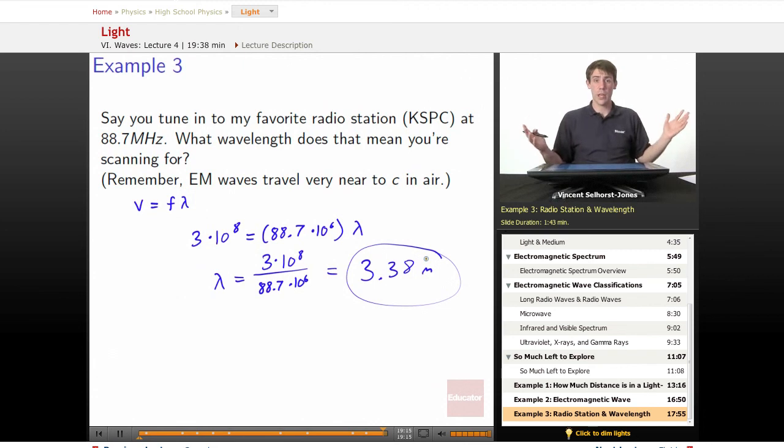That means that if you're going to want to pick it up, you've got to have some way of being able to see all that information in that really long wavelength passing by you, which has to do with the way waves work, but we once again aren't going to quite get into that. But 3.38 meters, really long wavelength because it's got a really small frequency compared to some of the other ones.